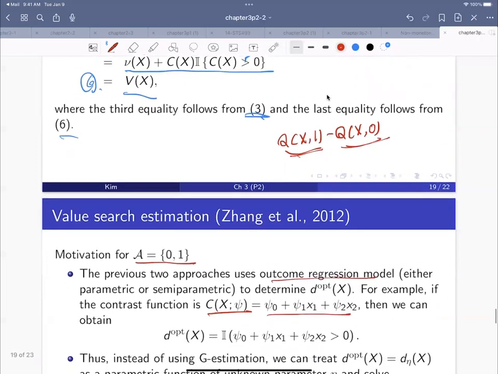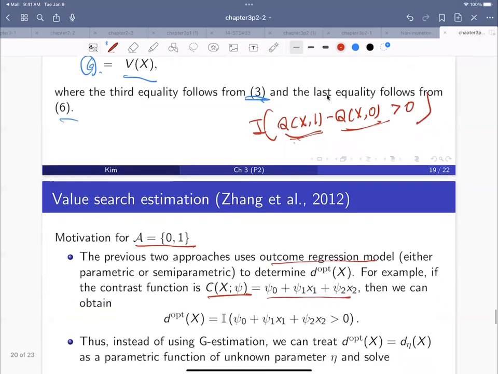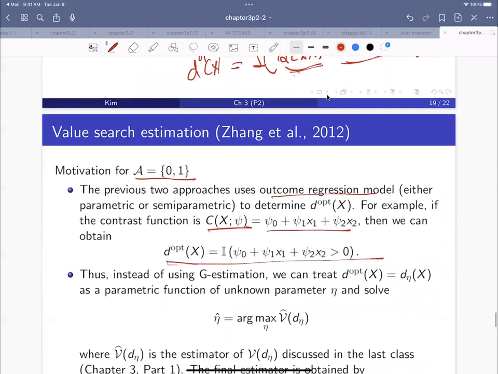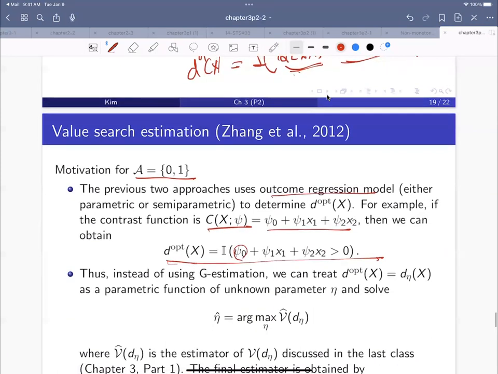Then the difference is linear in X. So that means this optimal rule is still an indicator function of a linear function of X. So something like this. The idea is, okay, we could use Q-learning or A-learning to estimate the parameter. But here's another way.